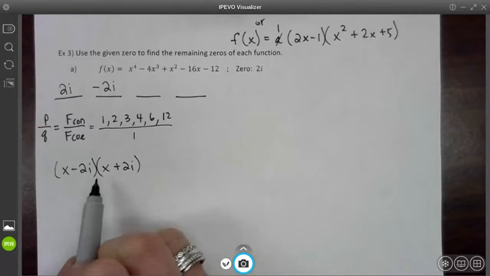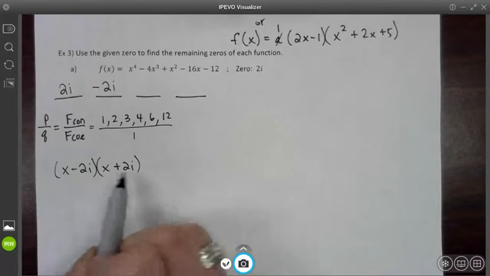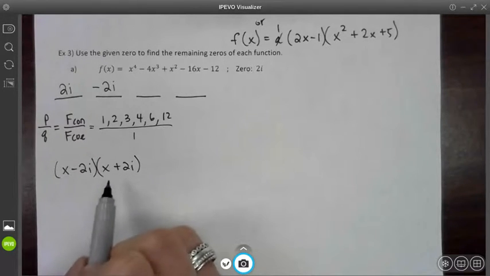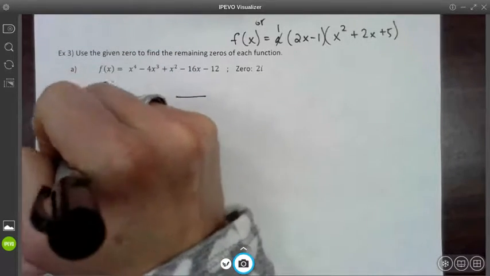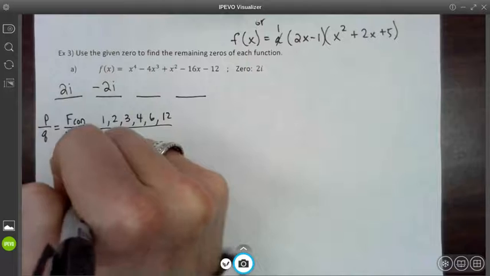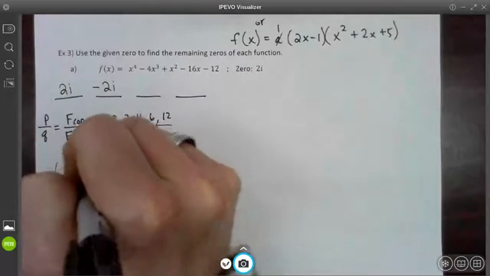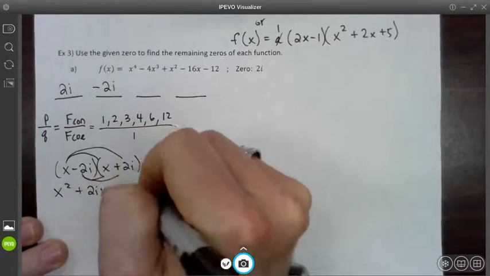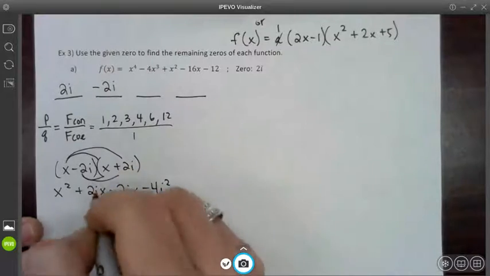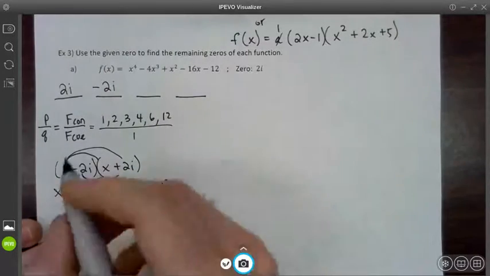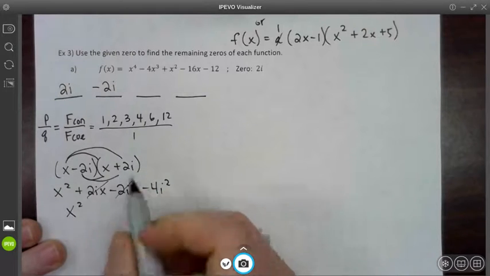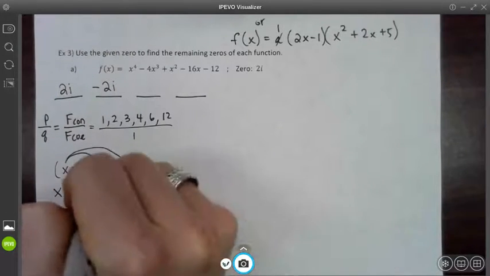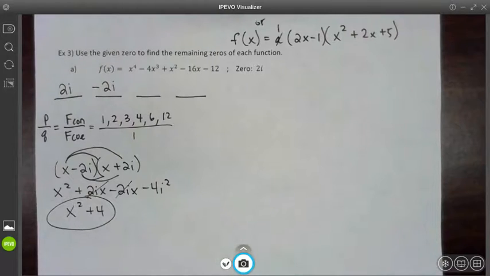This is always going to get you an irreducible quadratic. So I'm going to multiply it out, FOIL it out. Now I get x squared plus 2ix minus 2ix minus 4i squared. Well, the middle terms cancel, and that leaves me with x squared minus 4i squared, and i squared is negative 1, so negative 4 times negative 1 is plus 4. So here's the irreducible quadratic factor that those two imaginary zeros will get me.